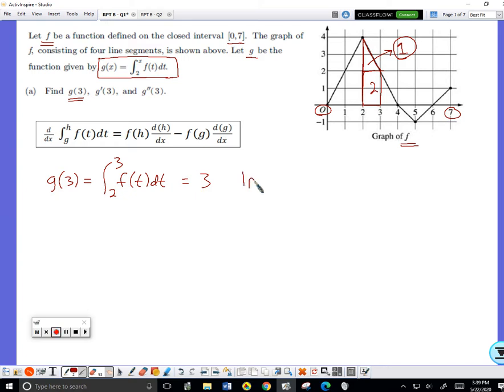Sorry for the delay, just checking the scoring guide to make sure they had that correct. Now G prime of 3, which means I need to take the derivative of this. So I need this formula. You don't have to write this down, I'm just writing it as explanation. This has to be dx because I'm taking the derivative of g itself. But since g is an integral, that's the same as taking the derivative of this integral.